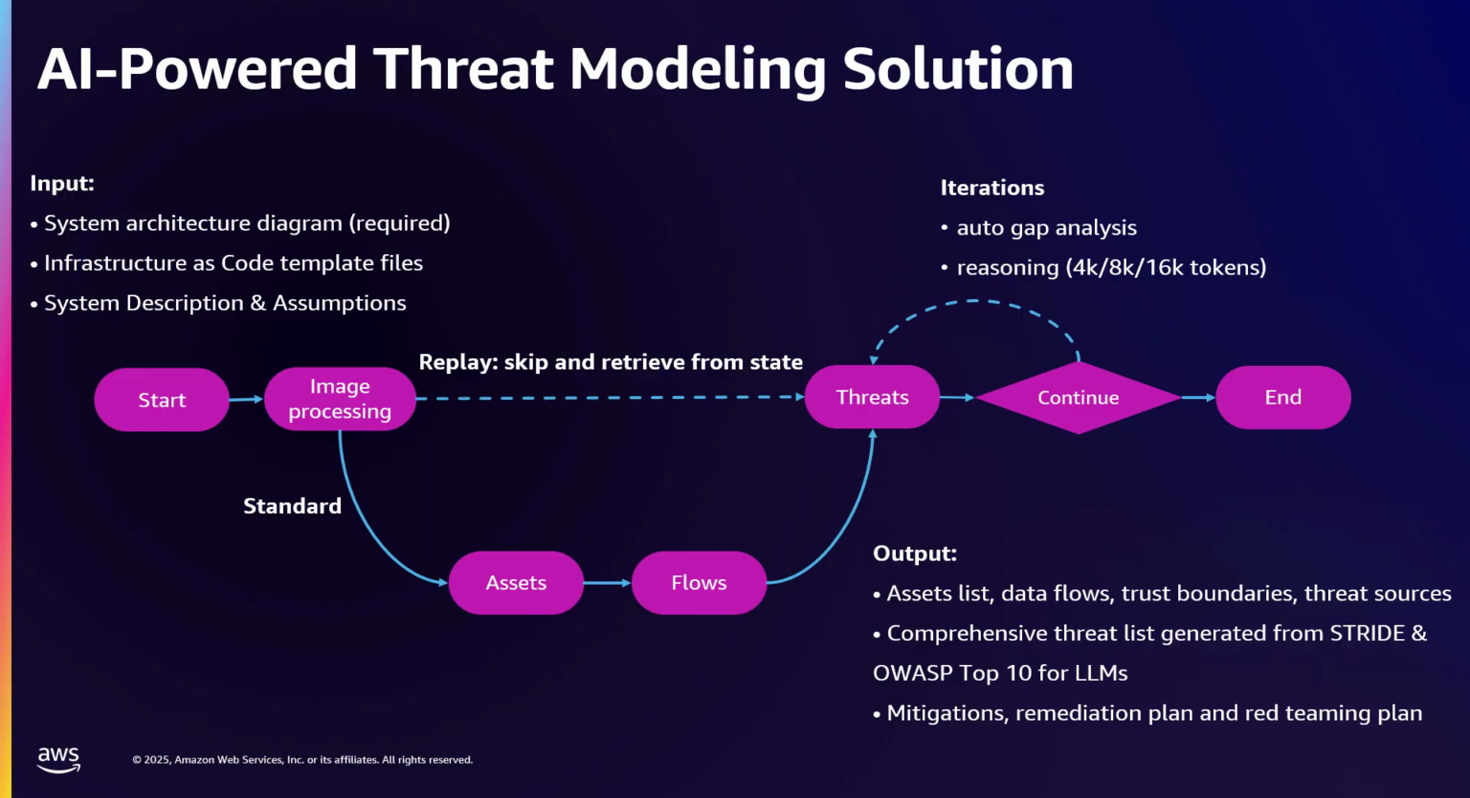This workflow has 2 modes. The first one is the standard mode, where we go through all 5 nodes to get the threat model. The second one is the replay mode. When you change your system, you don't need to go through all the nodes. The AI agent can resume the previous results and skip the preceding nodes in the workflow to get the final threat model. We can also set the iterations and the reasoning tokens for this process to improve the accuracy.